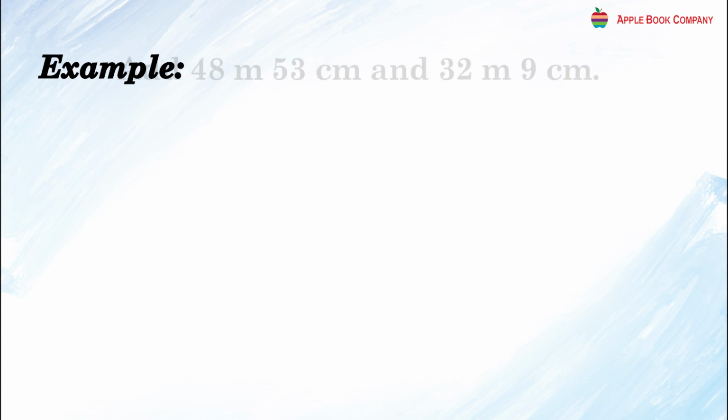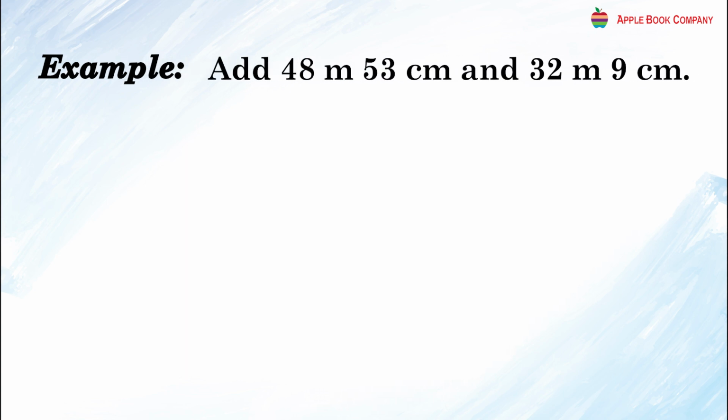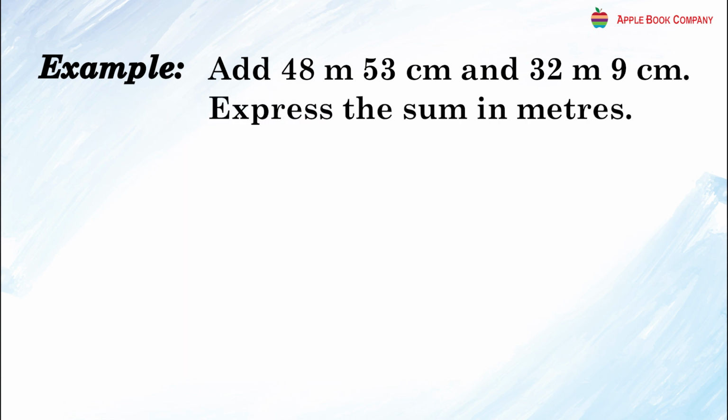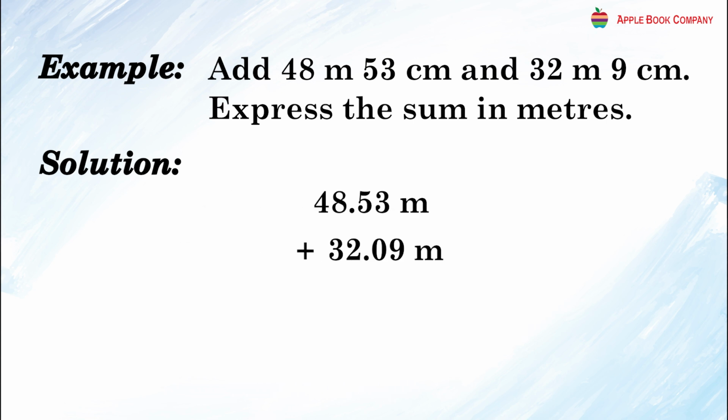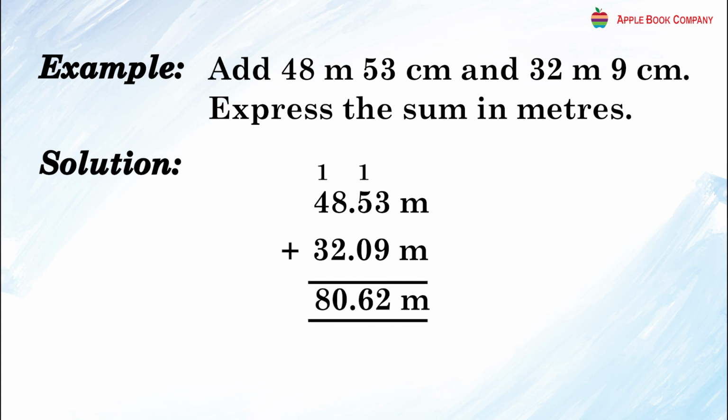And since it is centimeter, simply write centimeter. Example, add 48 meter 53 centimeter and 32 meter 9 centimeter. Express the sum in meters. Solution, convert into meters before adding. 48.53 plus 32.09 is equal to 80.62. Therefore, the sum is equal to 80.62 meters.